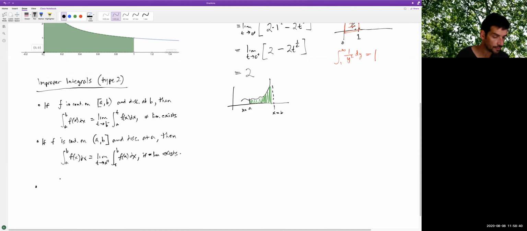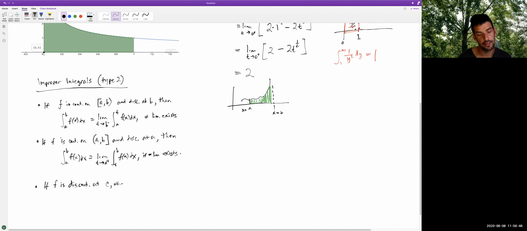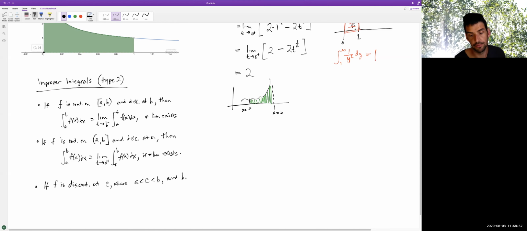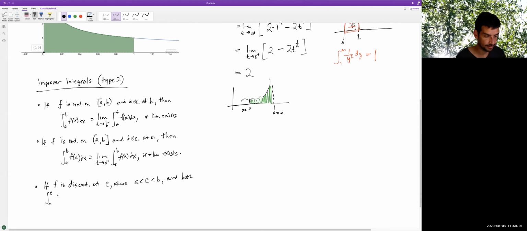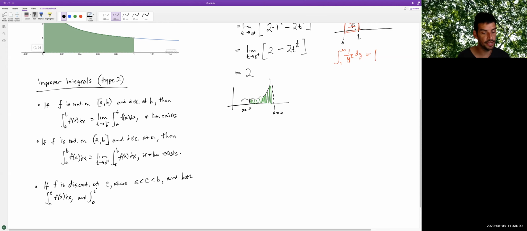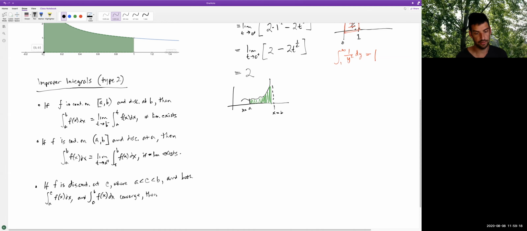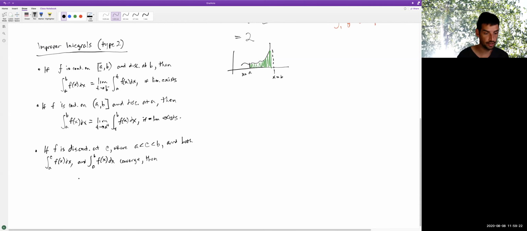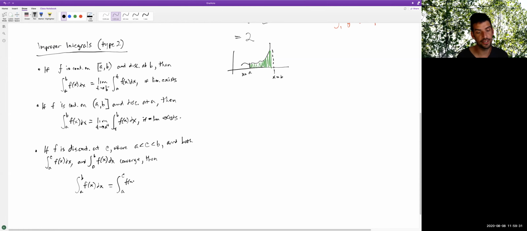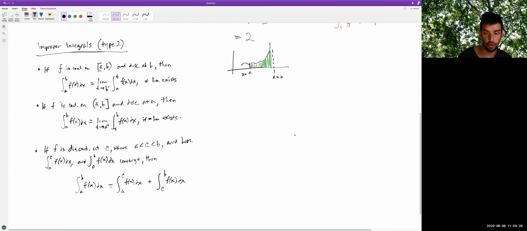And then finally, if f is discontinuous at C, where C is between A and B, and both the integral from A to C of f of x dx, and the integral from C to B of f of x dx converge, then we'll say the integral from A to B of f of x dx is equal to the integral from A to C of f of x dx plus the integral from C to B of f of x dx. Okay, so there's a whole lot of words and notation there.